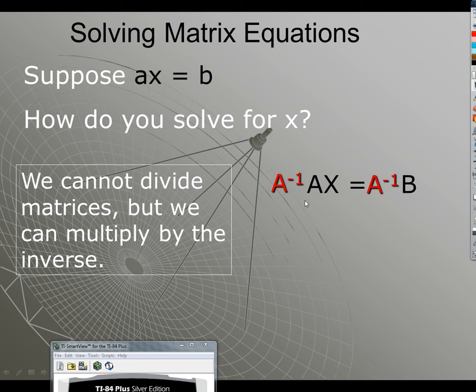Now, what does this mean? The inverse of matrix A times matrix A. What did we say happened if we multiply a matrix by its inverse? What do we get back always? 1. We get back I, right? The identity matrix. We get back the matrix equivalent of 1, and the matrix equivalent of 1 times matrix X is just X, right? Okay?